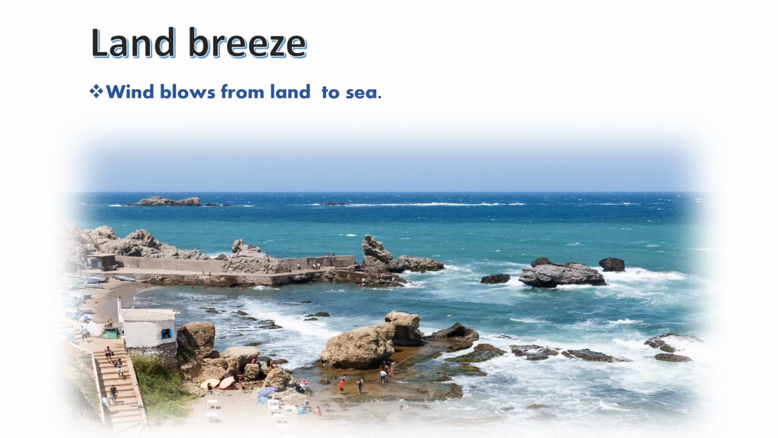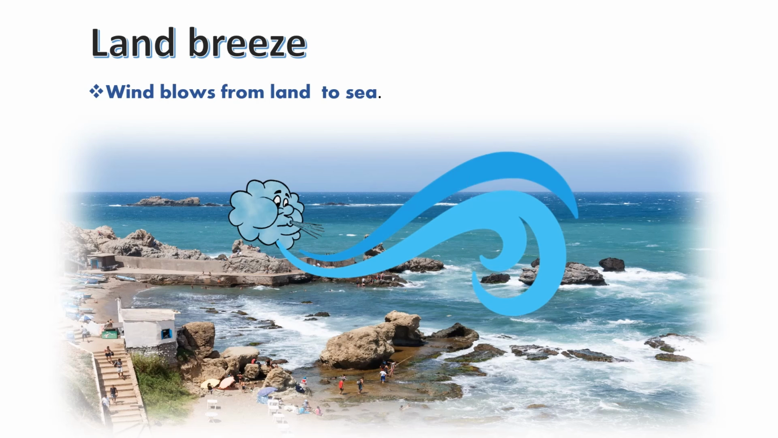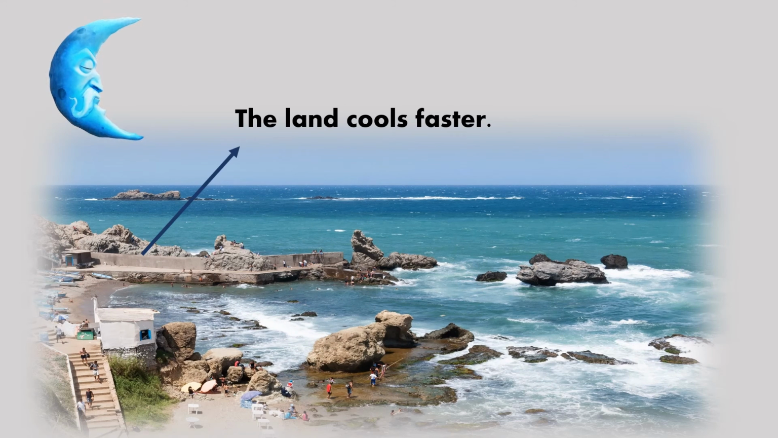Another example is land breeze. In land breeze, wind blows from land to sea. Land breeze occurs in the night. In the night, land and sea release heat to the surrounding. However, the land cools faster. So air above land is cooler compared to air above sea.